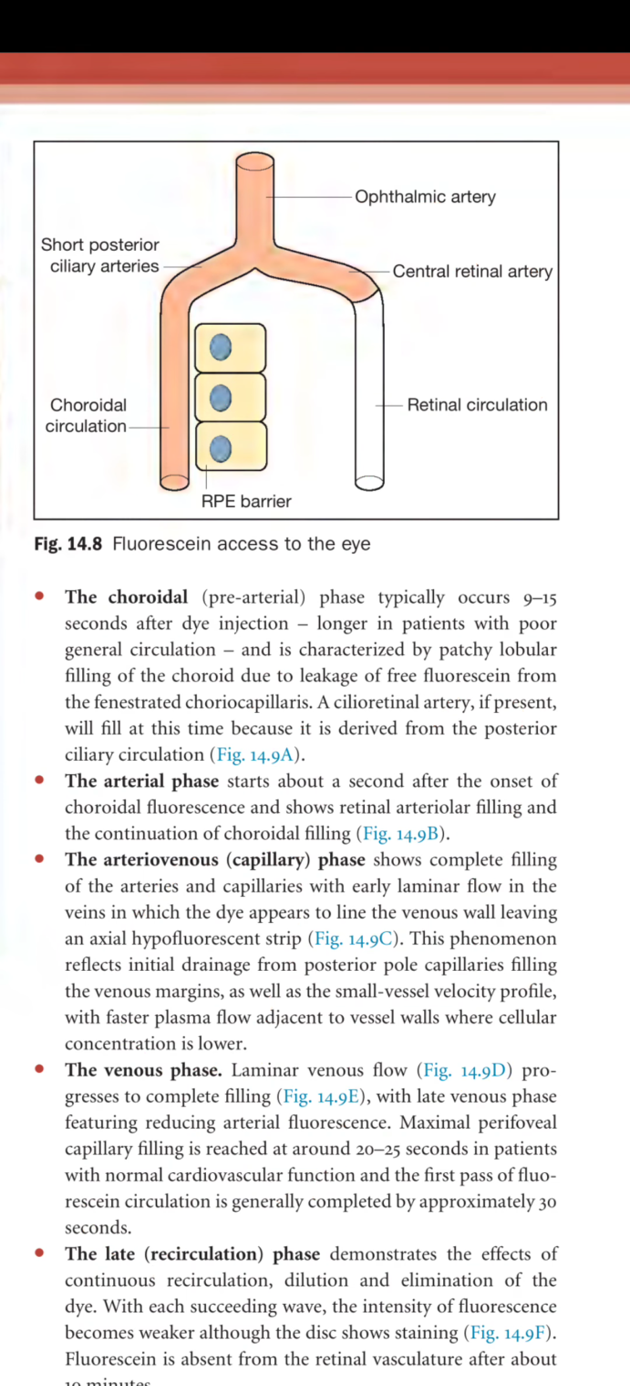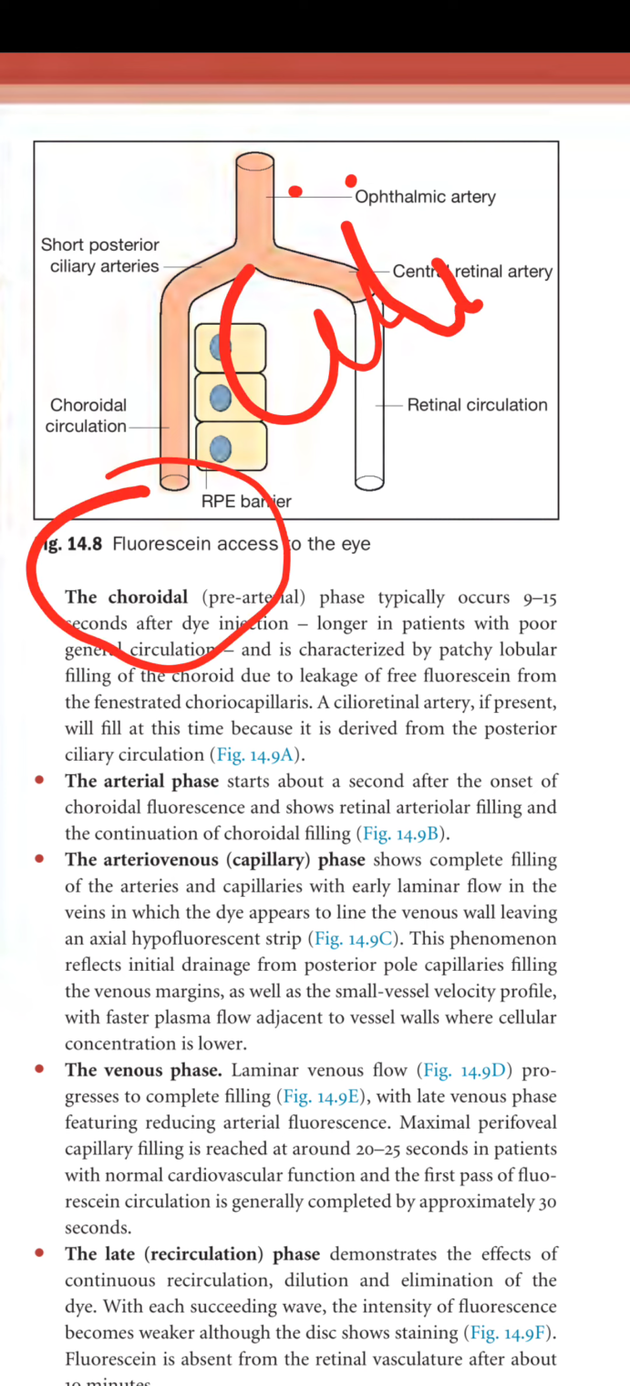A cilioretinal artery, if present, will fill at this time because it is derived from the posterior ciliary circulation. So if there is a cilioretinal artery, it will fill during the choroidal phase. The arterial phase starts about a second after the onset of choroidal fluorescence and shows the retinal arteriolar filling and the continuation of the choroidal filling. So in the arterial phase, the arteries start to get filled.